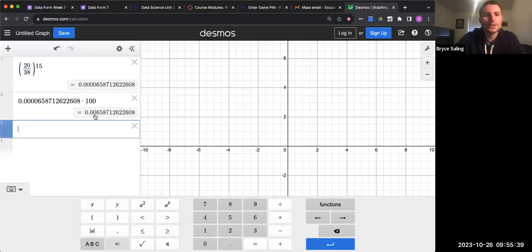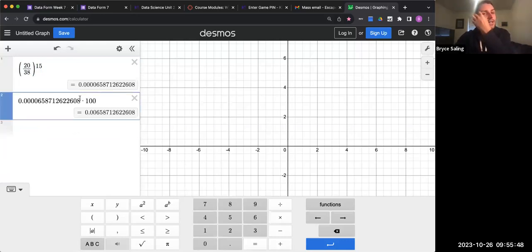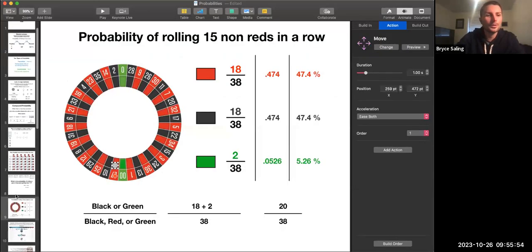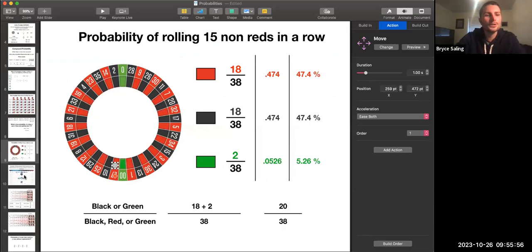So very small chance, 0.065% chance, or 0.00065% chance. So it's very unlikely that you would go to a casino and get 15 non-reds in a row. Let's look at a few other probabilities.